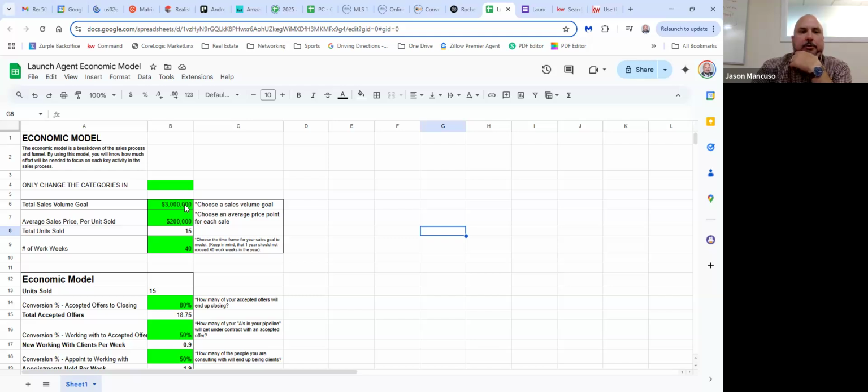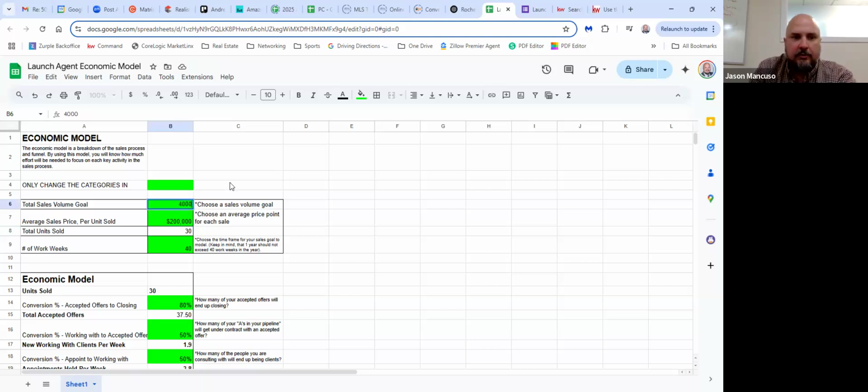Okay. So to start, I want to sell $3 million in sales volume, and let's just say for the next year, and I'm going to model this off of a $200,000 average price point, which would lead you to selling 15 units. To sell 15 $200,000 homes would total 3 million. Just to give you a sense of how this works, if you wanted to change that to a $6 million goal, well, now you need to have 30 units sold. You see this one changing here.